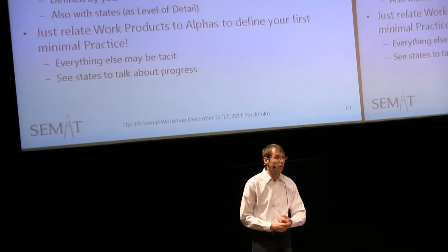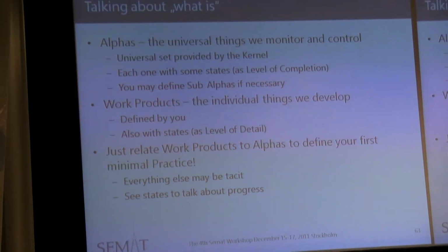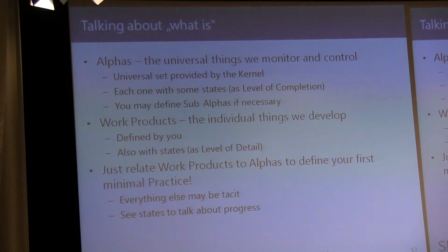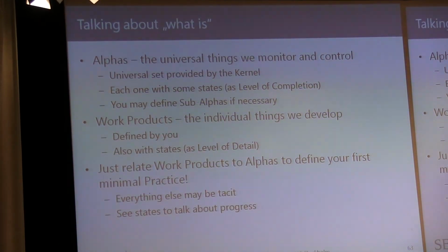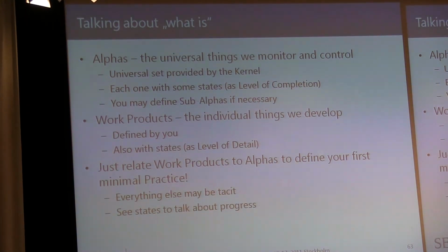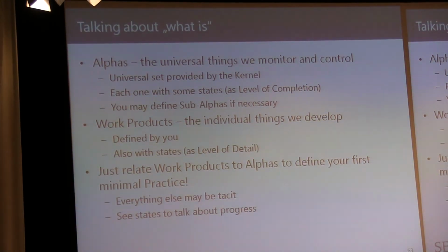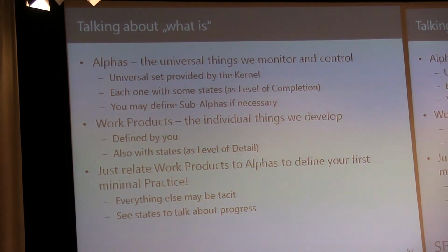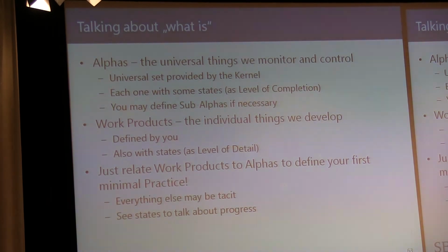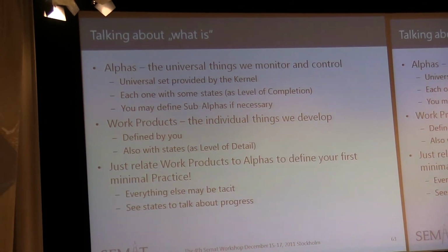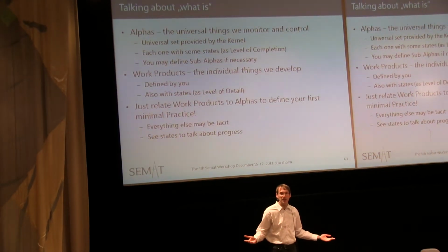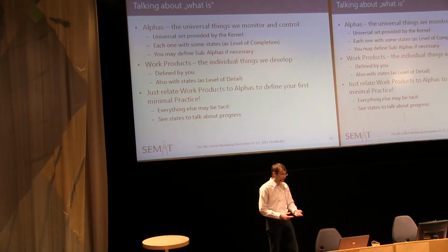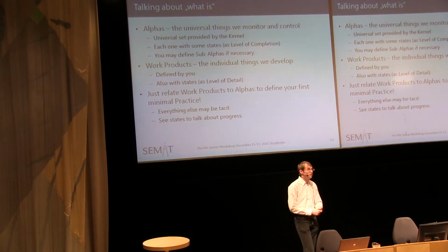And it also has states, of course. Yes? This is an overview model, or this is a detailed model. So it's evolving through these states. And the one minimal way to define a practice, to tell others what you are doing in your endeavor, is just to relate these work products to these alphas. You have seen there was an alpha named requirements. Okay, what is the work product you're using for doing the requirements? Well, that's your way of working. That's your practice. That's your method. And everything else can be left tacit.